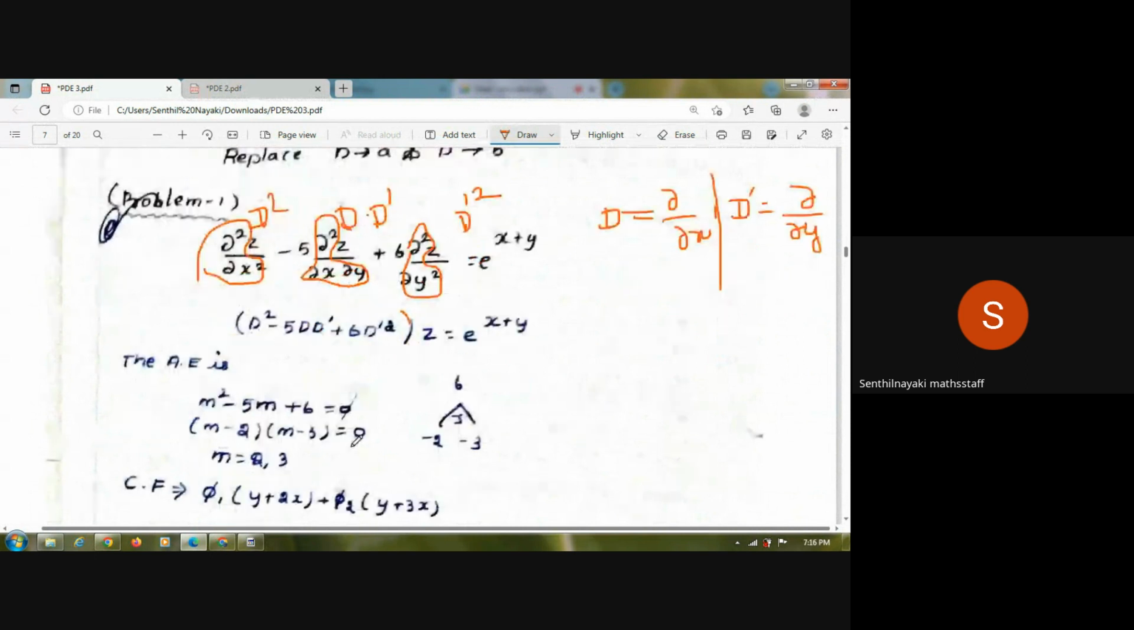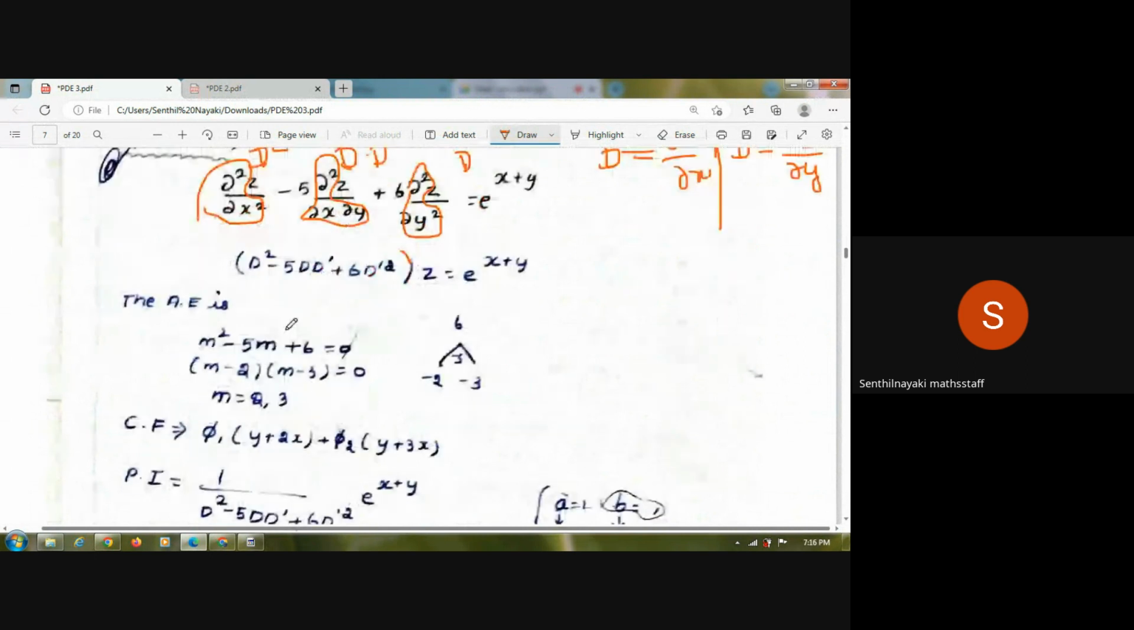Next we have to find out the auxiliary equation. How can we write the auxiliary equation? Replace D by m. Already we have done this in ODE, the same thing, but one extra thing is we have to replace D dash by 1. So D by m and D dash by 1. So D square means m square minus 5 into m into 1.